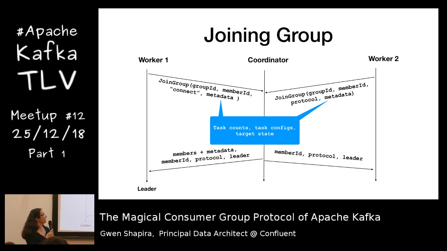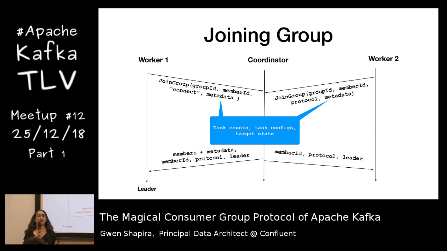And the way that it works, you can see again, it's a different protocol. We now use the Connect protocol, not the consumer protocol. And the metadata is basically, I'm joining the group. Here is the number of tasks that I'm allowed to run. I have that much capacity on the machine. That's what I'm allowed to run.